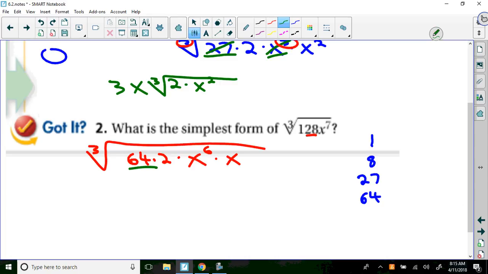It's not 3. Good try, though. 64's cube root is 4. So 4 goes out to play. What's x to the 6's cube root? X squared. So an x squared goes outside to play basketball. And what's on the couch watching the judge show? 2x.